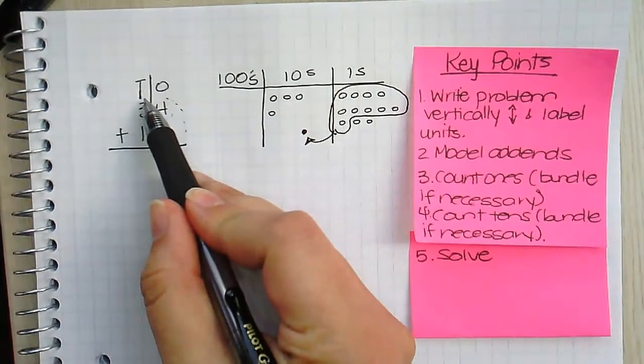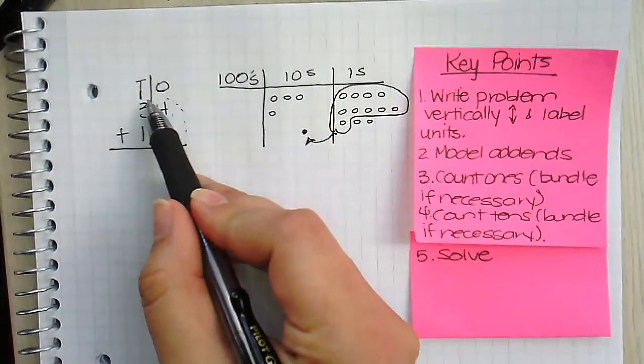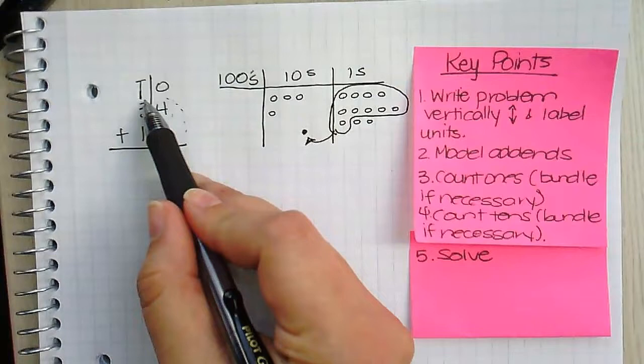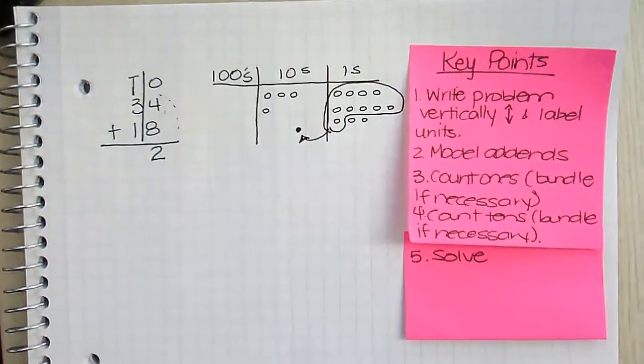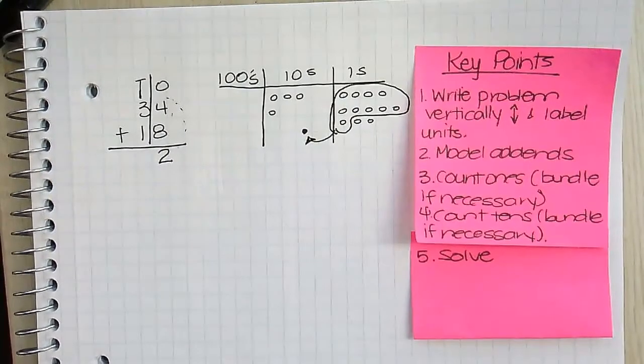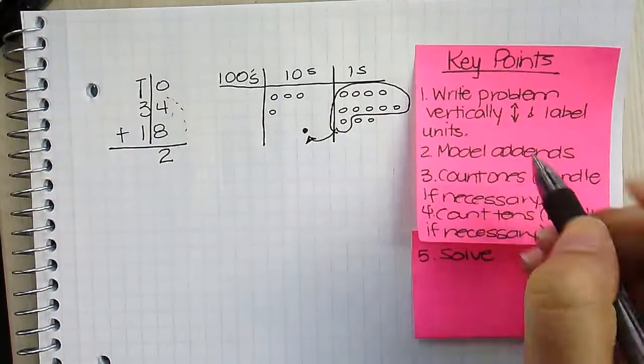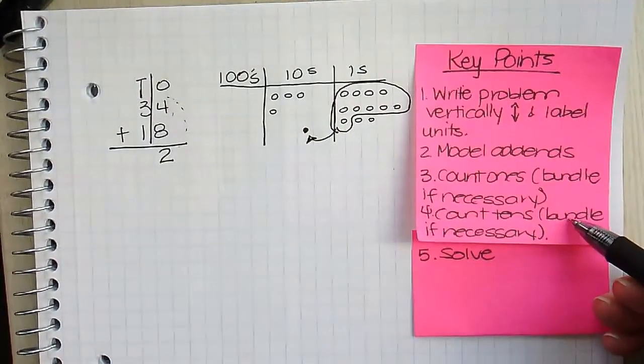Remember, this one is the new tens that I drew right there. This is what it represents. Now, what do I do next? I already counted the ones. Now I need to count the tens.